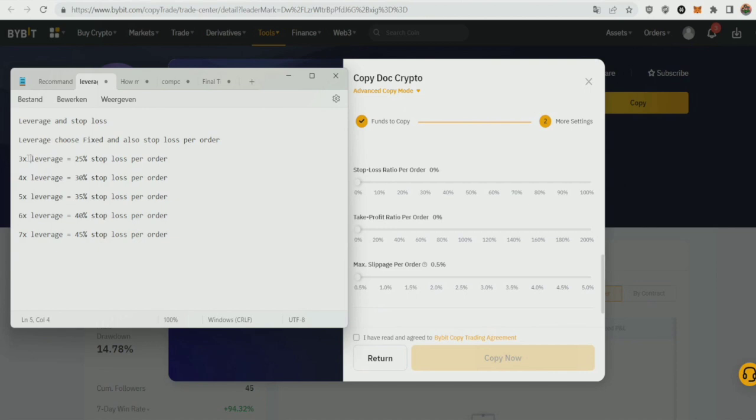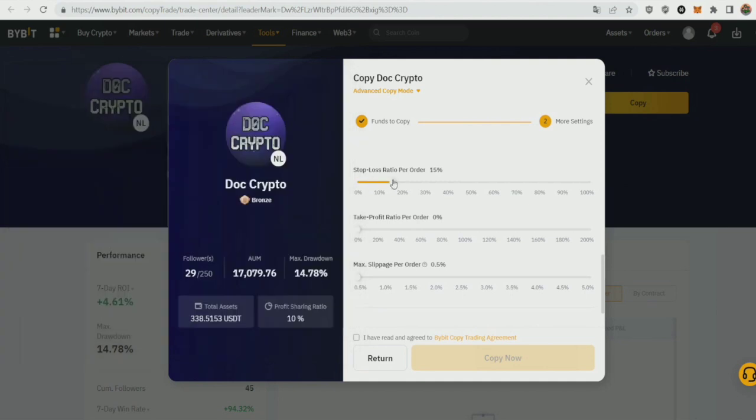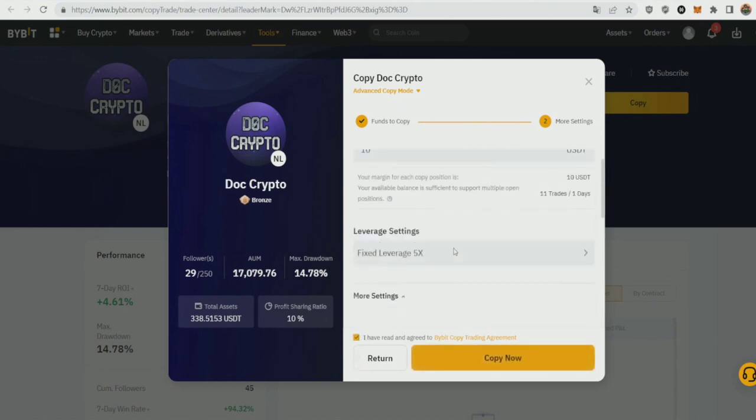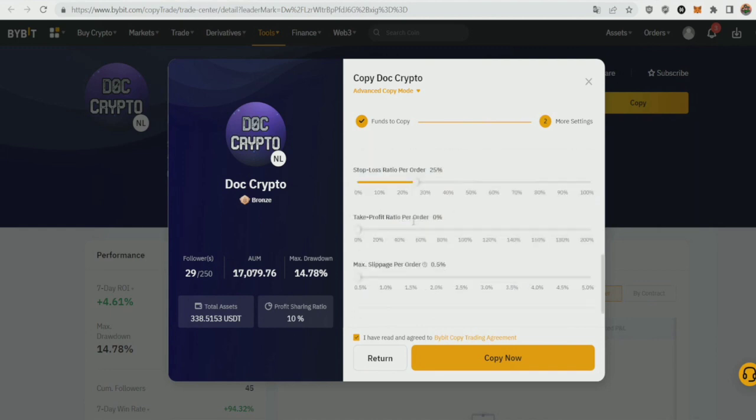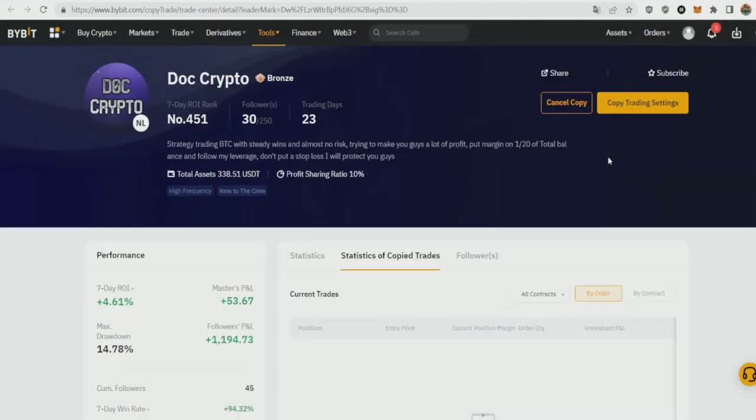And how you do that is if you have 3x leverage, you put 25%. If you have 4x leverage, 30%. 5x leverage, 35%, 6x leverage, 40%, and 7x leverage, 45%. This is based on a lot of research. We have got 100 plus people in the community. We've been doing this for months and these seemed the best settings. So after you put your 5x leverage, for example, and 35% stop loss per order, all you gotta do next is just copy now. This is how easy it is, guys.